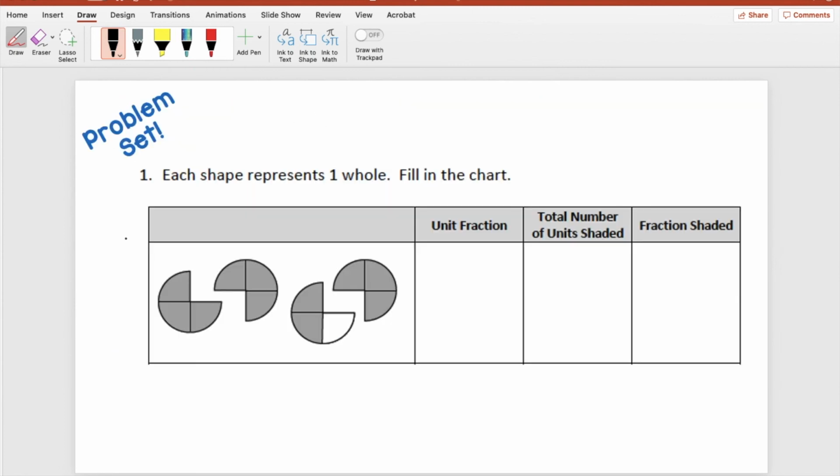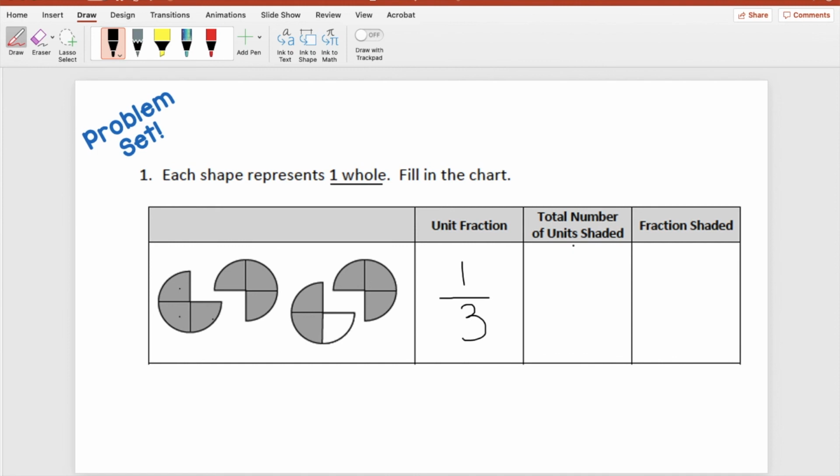Here is our problem set. This looks a lot like our last page, so let's take a look. Our first chart, so it says each shape represents one whole. Fill in the chart. So this is one whole. I'm going to investigate and see how many pieces it's cut into. 1, 2, 3. Okay, 3 even pieces. So I know my unit fraction when I'm looking at one piece is going to be 1/3.